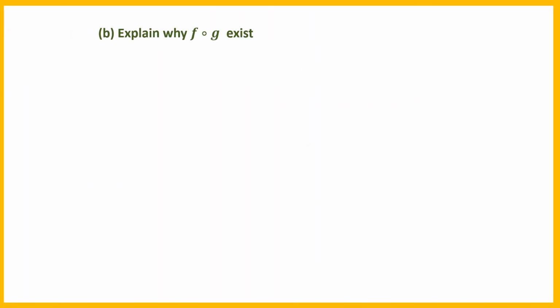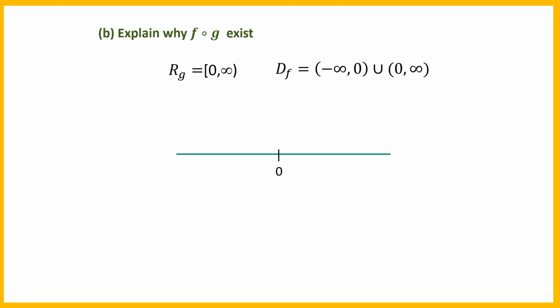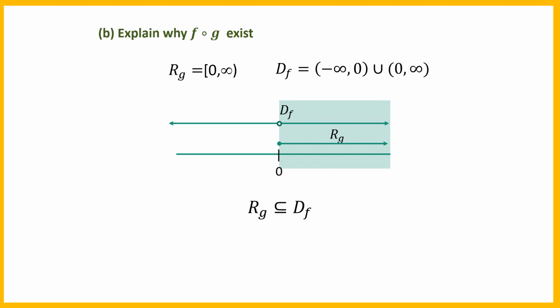To explain why f of g exists, we need to analyze the values of range of g and the values of domain f. We can illustrate the values of the range of g and domain f on a number line. The first line represents the values of range of g, and the second line represents the values of domain f. Notice that the line range of g is part of the line domain f. Thus, range of g is a subset equal set to domain f. Thus, the composite function f of g exists.